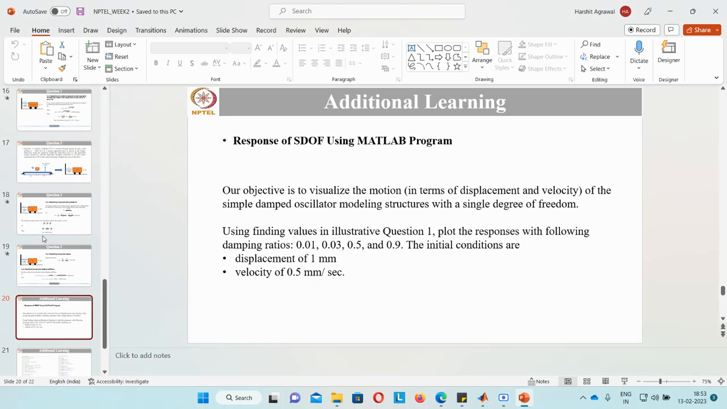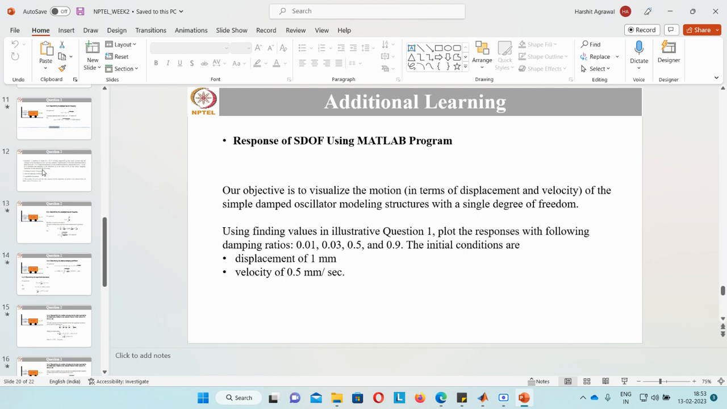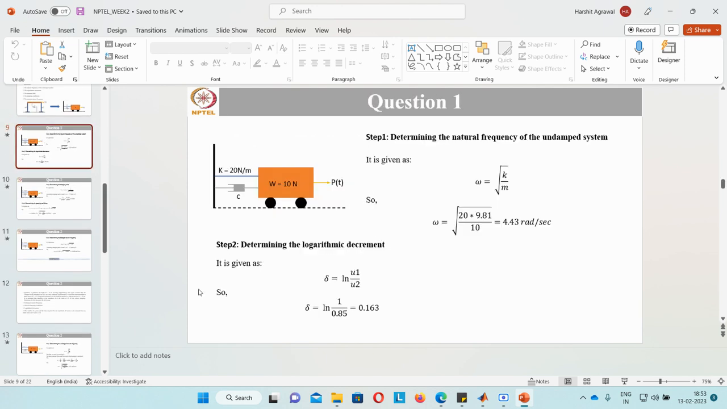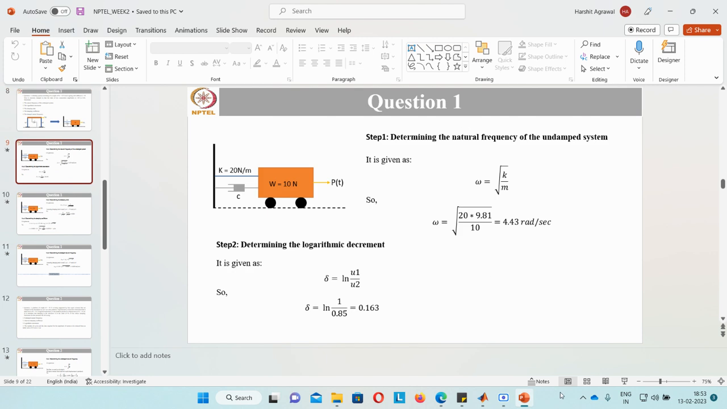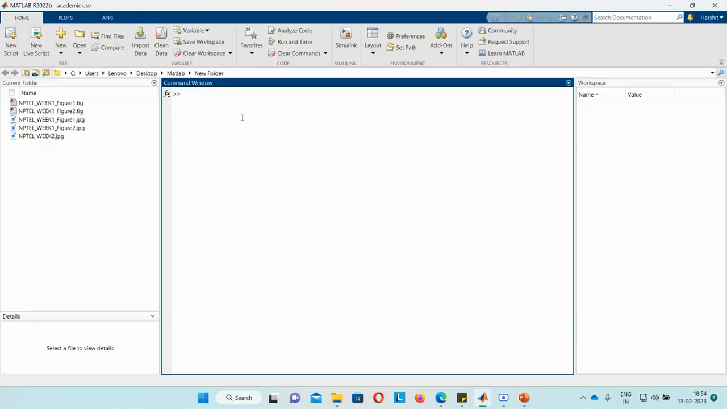So first, remember all the values that we got in question one. We calculated the natural frequency. We will calculate it again, you don't need to worry. You just remember these values. The weight was 10 Newton, the stiffness coefficient was given, and we'll see the calculations. Okay, so I will be opening my MATLAB now.